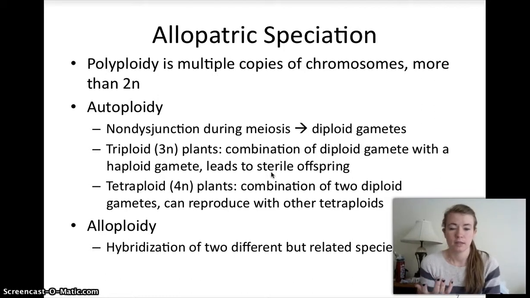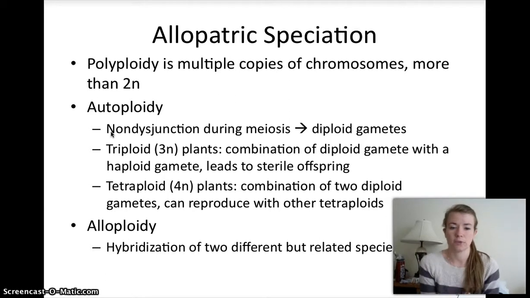So they are sterile. However, if this diploid gamete that we got from non-disjunction matches up with another diploid gamete, most likely from the same plant, because plants can self-fertilize, now they fuse. Now this zygote has 4 copies of each chromosome. We call that tetraploid, and now it's a tetraploid plant. If this tetraploid plant were to find another tetraploid, they could match, because all the chromosomes would have matches during meiosis, and they would make offspring.